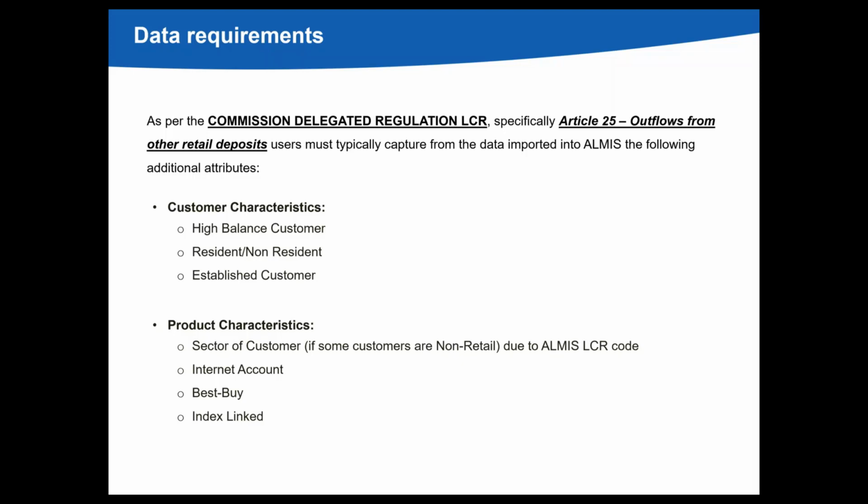Other product characteristics are things like if the account is only serviced on the internet, if the account was a Best Buy product, and if the account is an index-linked account. The purpose of identifying these is that these all need to be given higher risk weightings, which Simon's going to cover later in the presentation.